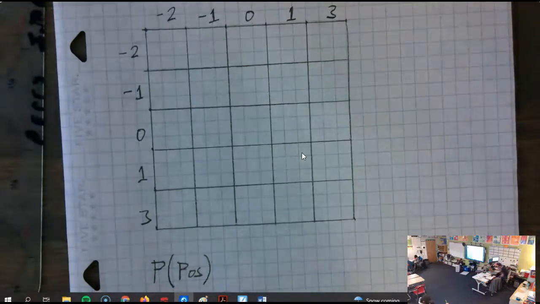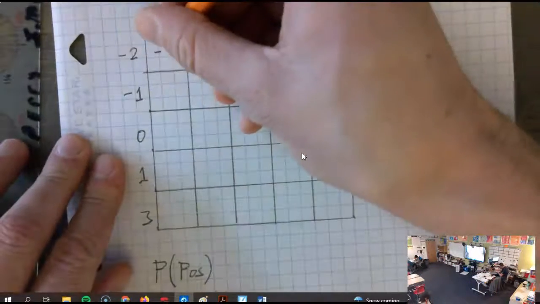And our table, if you want to double check your sums, you should have been doing this with your team.